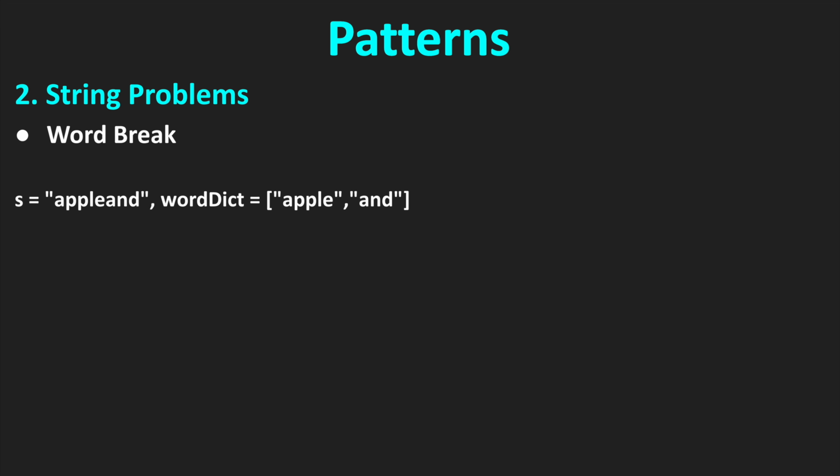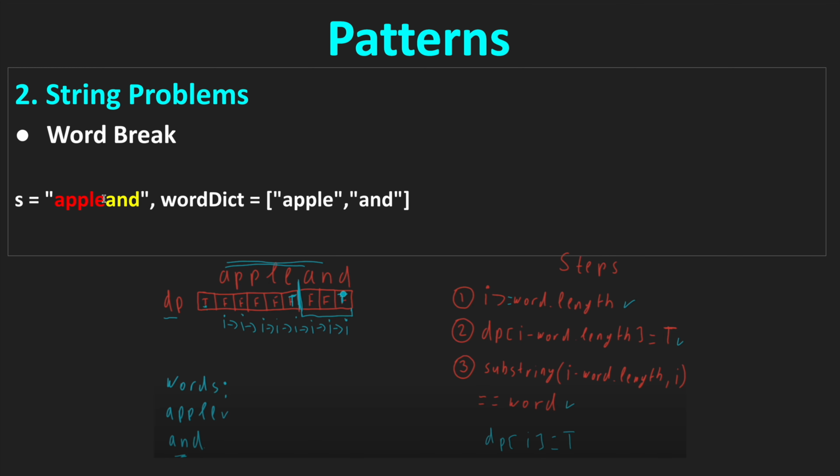And next one is word break. In word break, we are given a string s, and we are given a word dictionary. So what we need to find out is, using these words, can we make up this given string, right? And we can use every word as many times as we want. So for example, in this case, we can make up the word using the words from the dictionary. So we can use apple once and and once, and since we have apple and we have and, we are returning true, otherwise we are returning false.